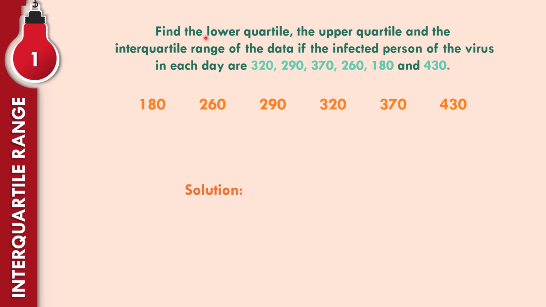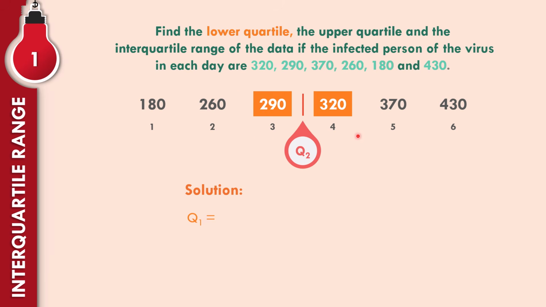Let us find now the lower quartile, or the Q sub 1. Before we identify Q sub 1, first we need to identify the quartile 2. Let us count this set of data: 1, 2, 3, 4, 5, 6. The middle is between the 3rd and the 4th, that is 290 and 320. This middle is the quartile 2. So let us identify the quartile 1. This is the lower half and then the upper half.